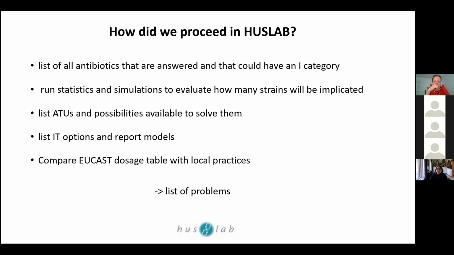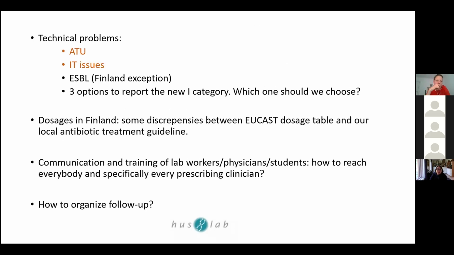We also had different options with the IT tools that we are using in the lab and worked on the report models. And we compared the UCAS dosage table with our local practices. So with all those lists, we ended up with a list of problems that we definitely have to solve. So we had technical problems with ATU and IT issues, and I'm not going further with that because ATU has been covered this morning, and IT issues are so specific to each laboratory that it will not help anybody if I explain all the problems we had.